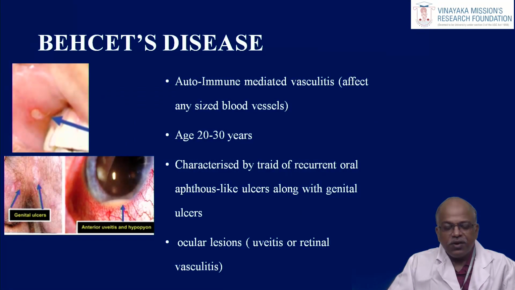Behçet's disease is an autoimmune disorder characterized by small and medium-sized vasculitis. Age 20 to 30 years, they are characterized by a triad of recurrent aphthous-like ulcers along with genital ulcers, and oral ulcers resulting in uveitis or retinal vasculitis.